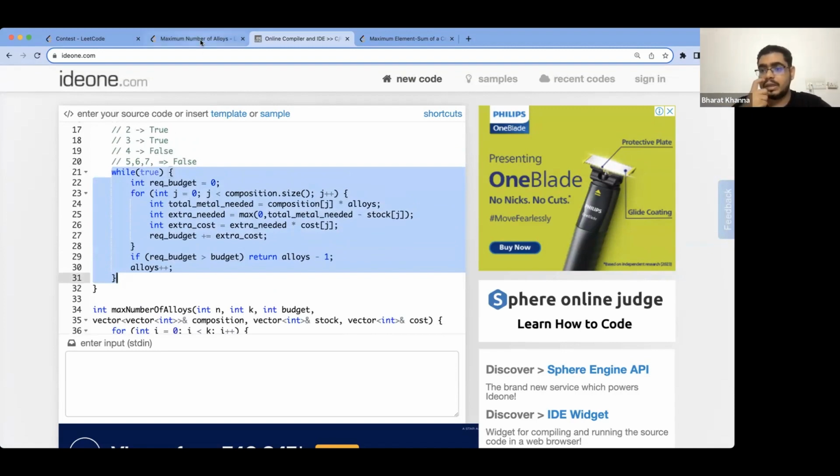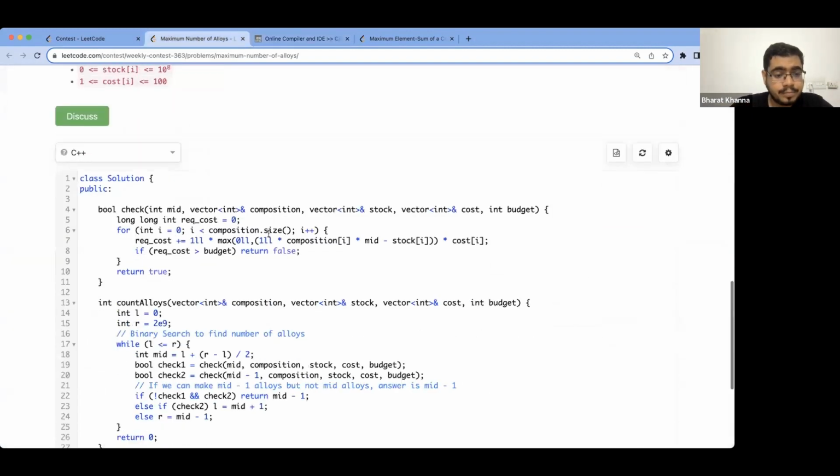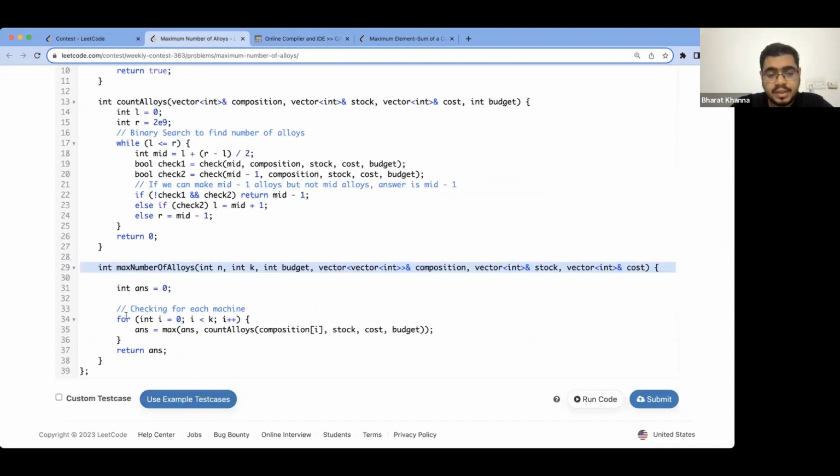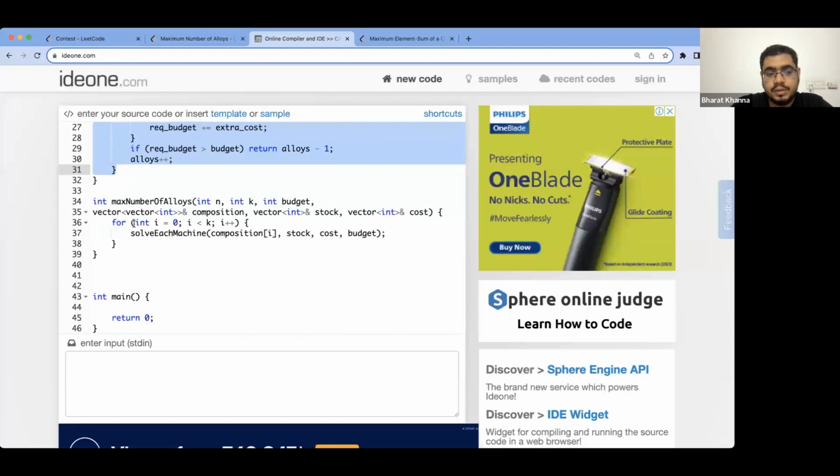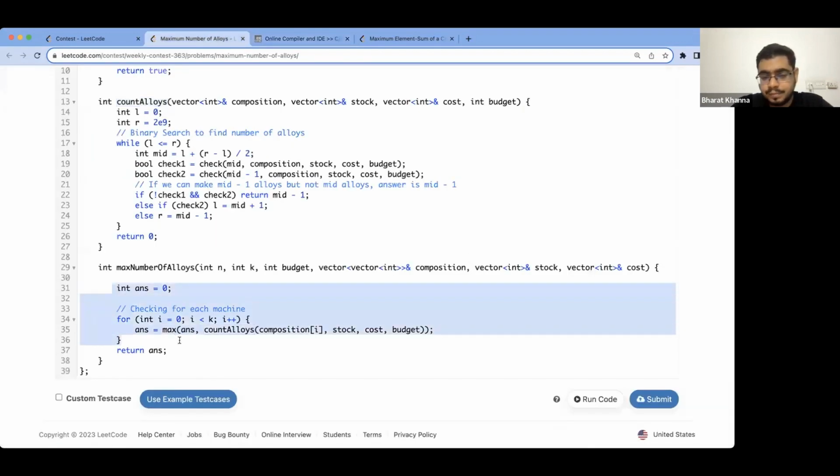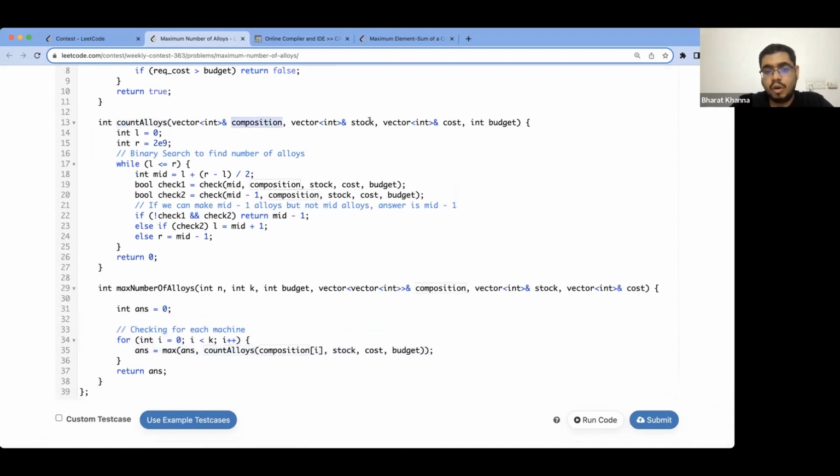So I'll quickly walk over the code also for it. So if you see, this remains the same. We are going over each of the machines and counting with this function count alloys, right? This is very same as before, going over each of them, solving for each machine, taking the answer and the maximum, right? Everyone agrees this is same? Can I get a quick yes? Okay. Now, for one particular machine, we have the composition, stock, cost, budget, the four things that we had here also.